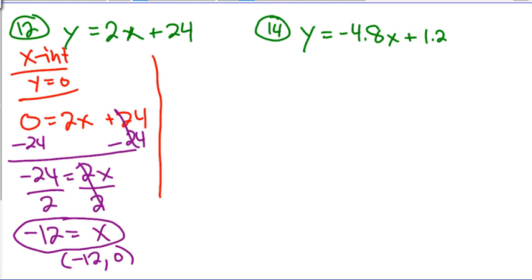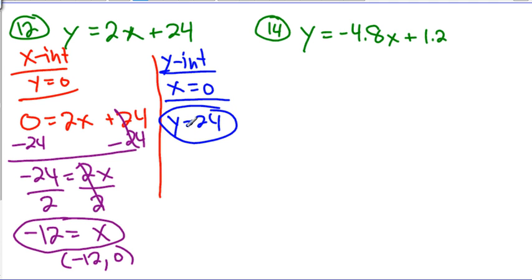Okay, and then to finish this problem, I now still need to find the y-intercept. So we're doing the same thing over and over again, one time letting x equal 0, one time letting y equal 0. This one's going to be a little bit quicker. 2 times 0 is 0, so what am I left with? Y equals 24. And what's this point? It's 0, 24. Okay, so there's our two intercepts. All right, let's keep working here.